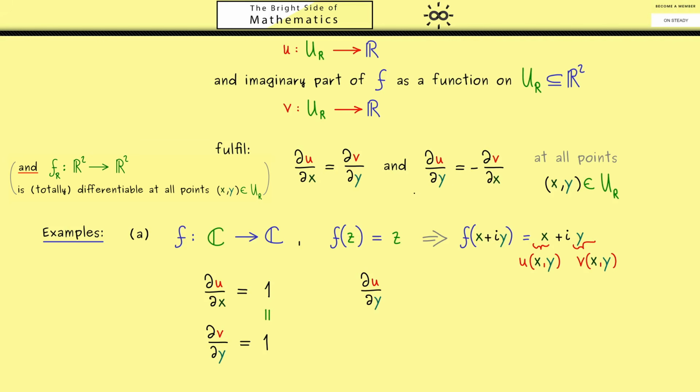So let's go to the second equation where we have du dy. There we see there is no y in u, therefore we get 0. In fact, the same holds for dv dx because there is no x in v. And also of course the minus sign does not change anything.